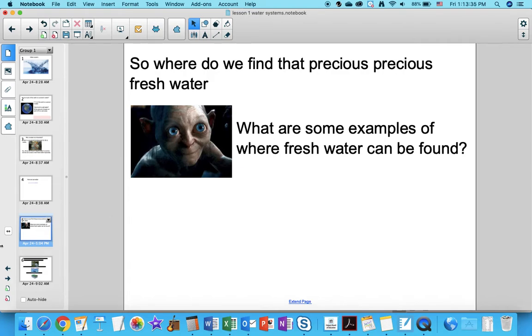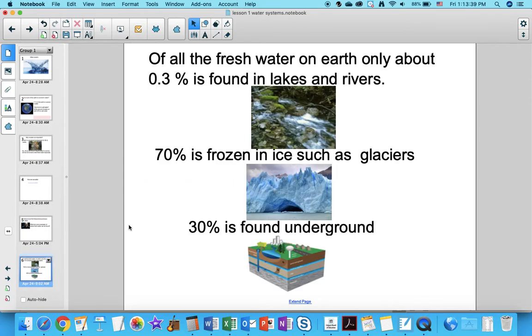Okay, hopefully you paused the video and came up with a few ideas of where we would find fresh water. There are three main sources of fresh water. Now, most of you probably thought lakes and rivers, but only 0.3% of all fresh water is found in lakes and rivers. So the vast majority of the water that we drink isn't actually coming from lakes and rivers. 70% of fresh water is found in glaciers, and 30% is found underground.